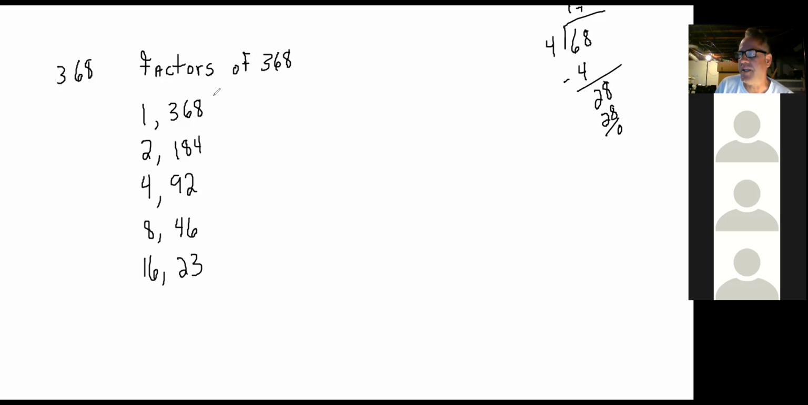for 368. When you type these in, you don't have to type them in order. You'll separate them by a comma. Okay, so that's just finding factors of a number. And there's a couple of those to do.